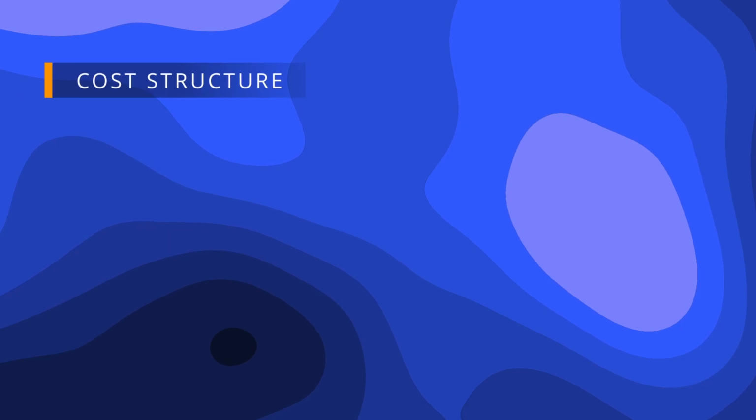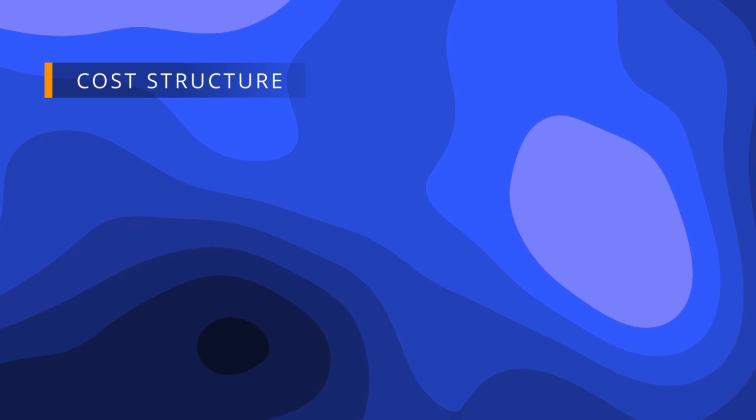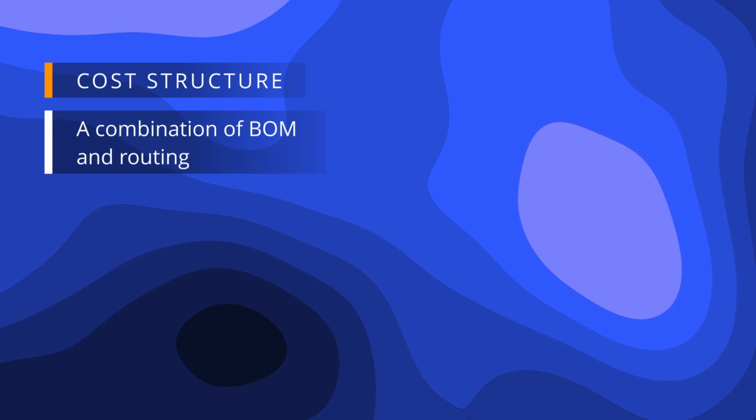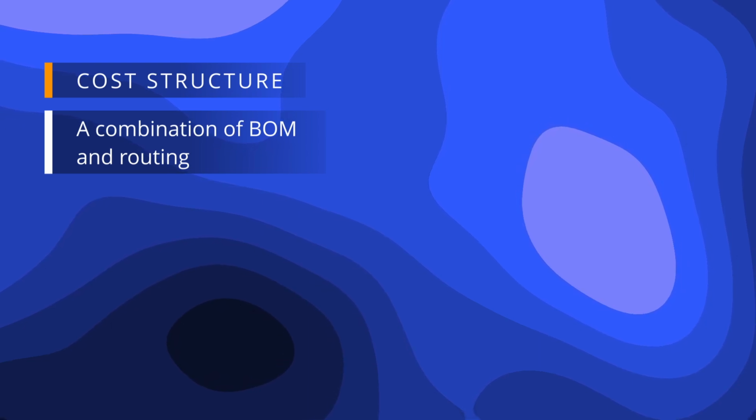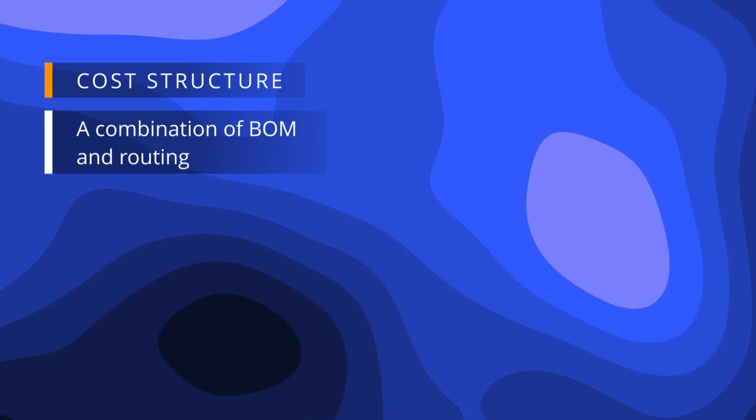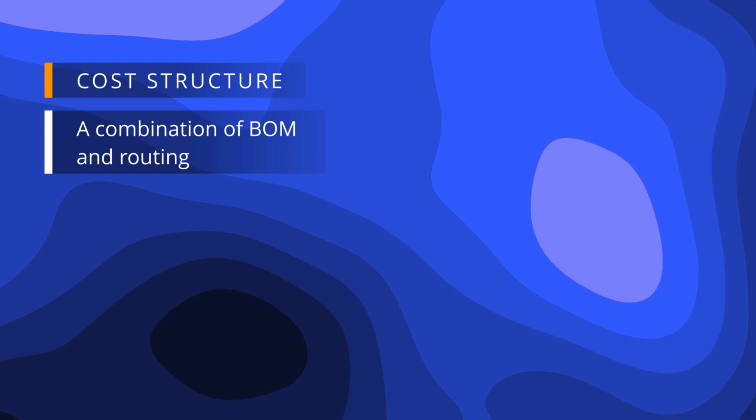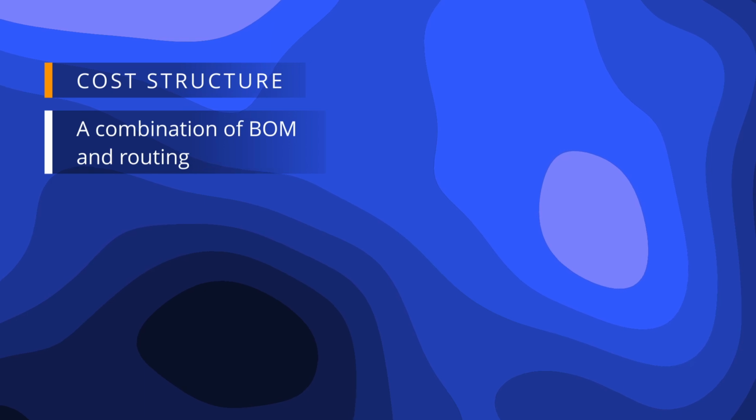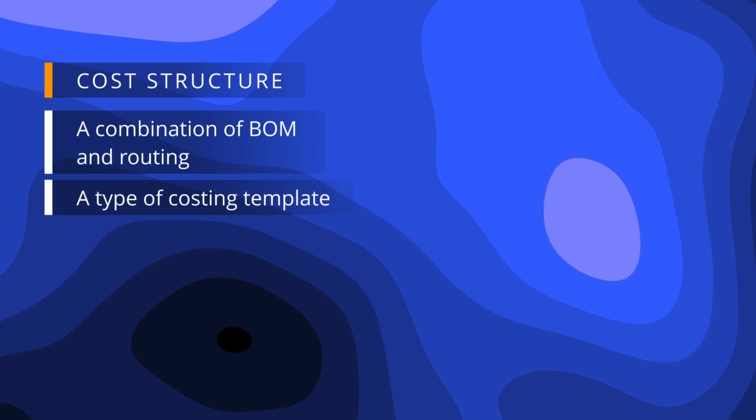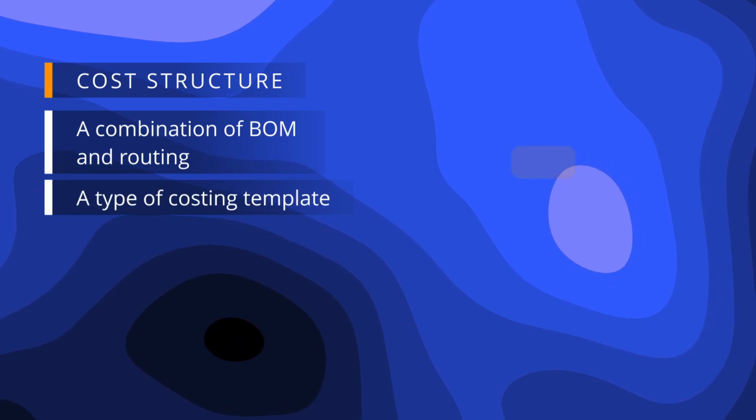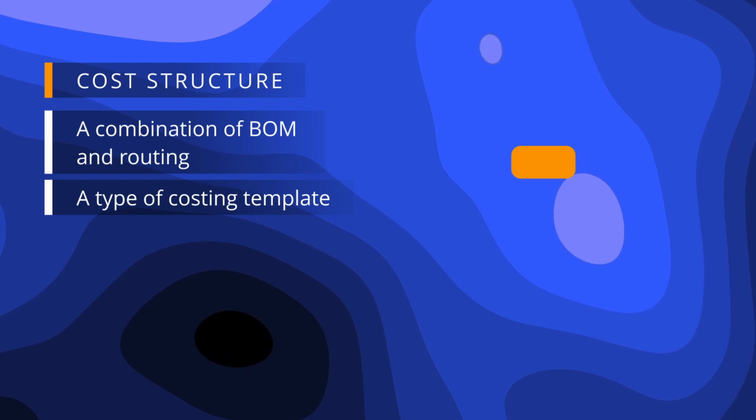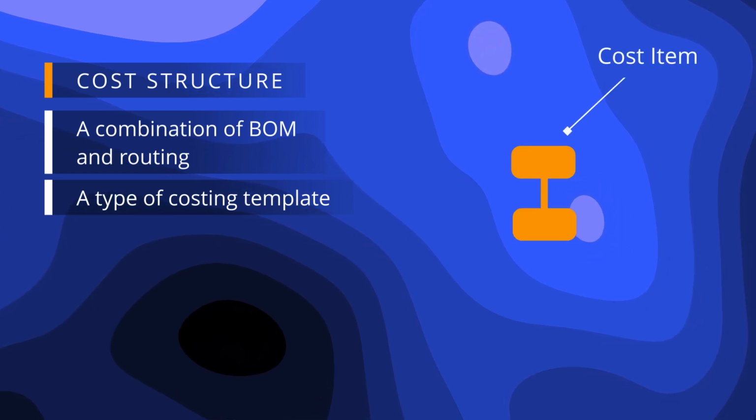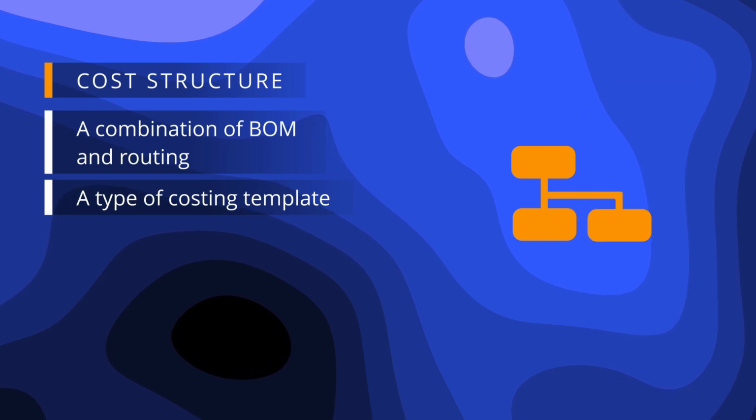You may think of cost structures as being similar in concept to bills of material or routings used by your organization's engineering, operations, and finance teams. While it's true that they share many similarities and could be thought of as a combination of both, a better analogy is that they are a kind of costing template. They are composed of a hierarchical arrangement of cost items which are its fundamental building block. These blocks can be arranged horizontally or vertically to model almost any type of commodity.